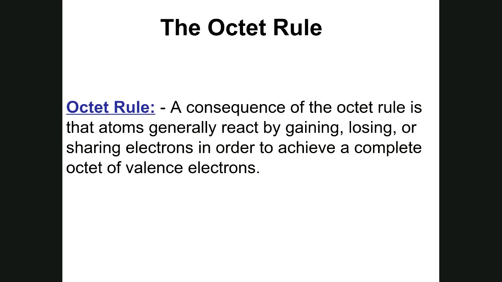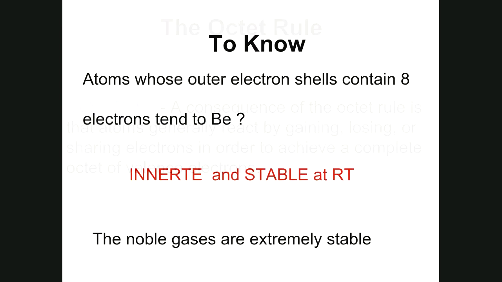The Octet rule is that atoms generally react by gaining or losing or sharing electrons in order to achieve a complete octet of valence electrons. The atoms that have outer shells containing 8 electrons tend to be inert or stable. So this is why the noble gases are extremely stable.